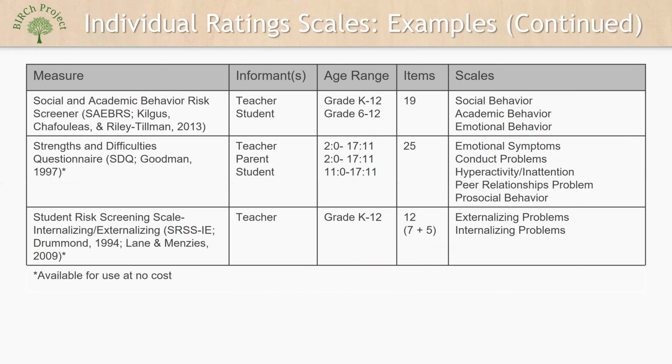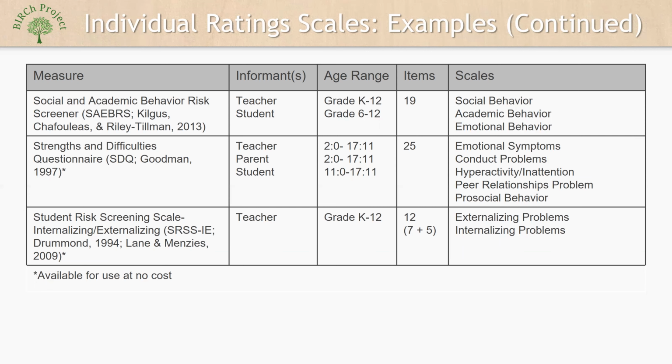Continued on this page, we have some more screening tools. What's unique about two of these screening tools is that they're available for free. So the Strengths and Difficulties Questionnaire has the possibility to use multiple informants across multiple age ranges, and it gives you 5 different scales that can help you inform intervention: emotional symptoms, conduct problems, hyperactivity and attention, peer relations problems, and then a reverse scored or adaptive pro-social behavior scale. So again, it combines strengths and challenges.